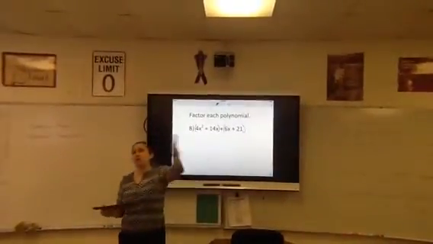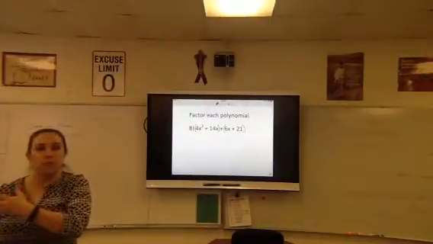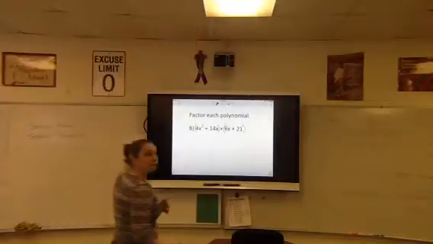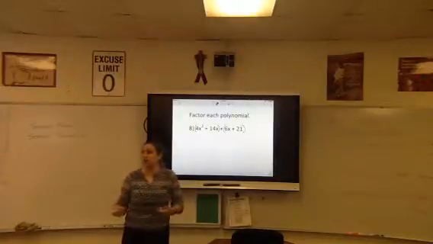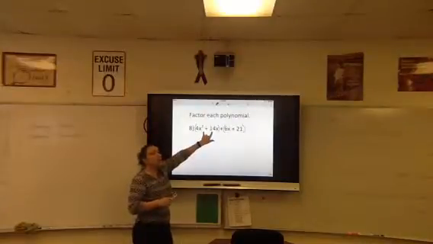Since I couldn't do anything to all 4, it doesn't mean it's not factorable. It just means there was no GCF on the first step. So now we're going to break it into 2 small guys, and now we're going to look for a GCF. So what would my GCF of 4x squared and 14x be, Quentin? Would it be 2? 2x, right?